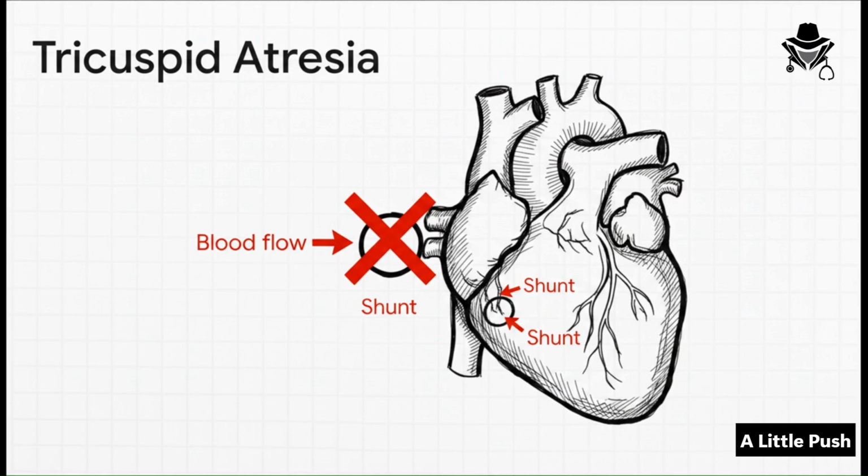So what happens? The right ventricle becomes tiny and underdeveloped, or hypoplastic. And just like we saw before, you've got to have shunts for the baby to survive. This time, you need both an ASD and a VSD.